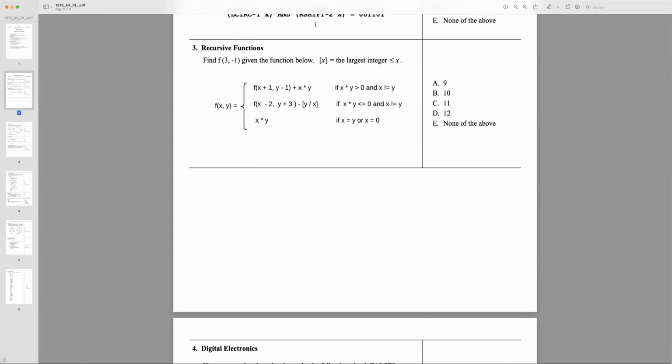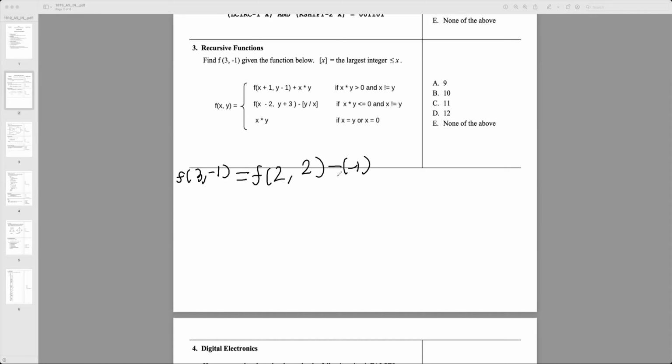And now let's move on to recursive functions. Recursive functions, like I said before, are traps set for you. So we've seen these square brackets tons of times, so I don't think I really need to go into depth of how they work. So f of 3 times thing is going to be the second one because x times y is less than 0. It's going to be f of 2 comma 2 minus 1.